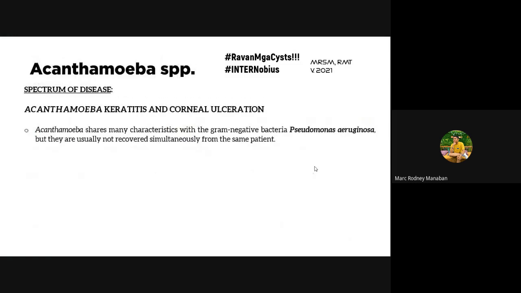Now, for Acanthamoeba also, they have similar characteristics with the gram-negative bacteria Pseudomonas, right? Because Pseudomonas is also well known to cause keratitis. Okay, but they are not recovered at the same time from the same patient because it is believed that Pseudomonas inhibits the activity of Acanthamoeba.